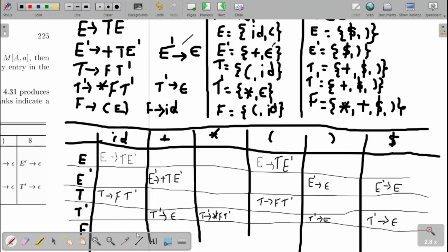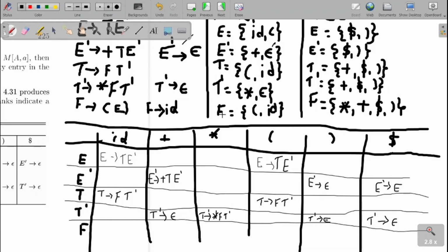So now for the F. F derives open E close and ID. Which is the production giving the open? F derives open E close. For the open, I will write the production as F derives open E and the close. And for ID, it is F derives ID. This is how we construct the predictive parsing table.